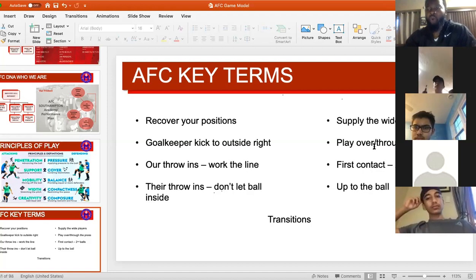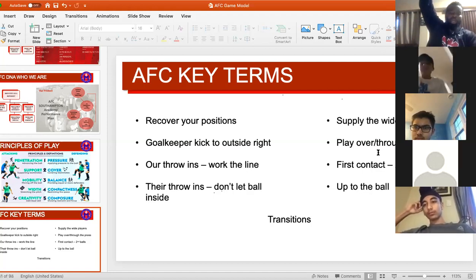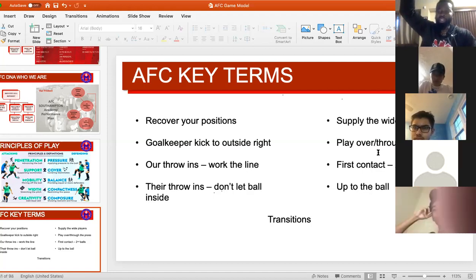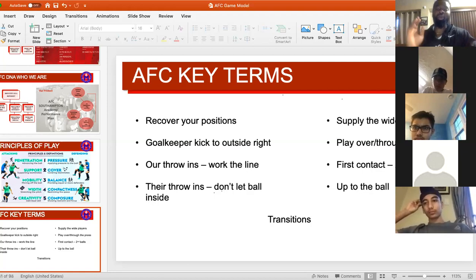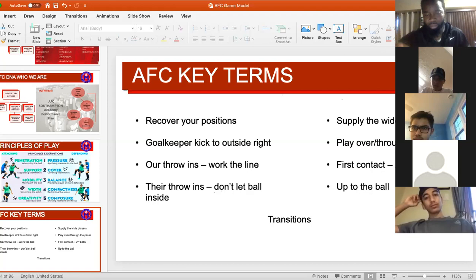We want to play over. So we want to play the pass over the defending team, or press through the press. We want to play the ball through the press. So if the guy brings the press straight to us, we want to pass the ball through them, right?